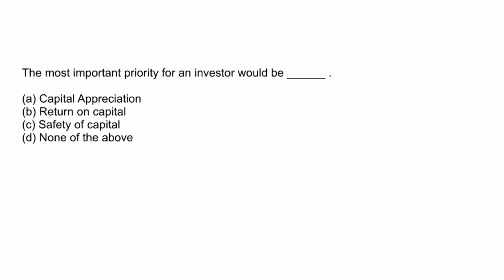Going to the next question, the most important priority for an investor would be A. Capital appreciation, B. Return on capital, C. Safety of capital, D. None of the above. And friends, the correct answer is safety of capital. People in India especially always look for safety of the capital. They don't want to invest in mutual funds and stocks because they feel that it's unsafe. Their capital can have erosion, whereas they are okay with getting less returns. They are okay with less capital appreciation, but safety of capital is always a priority.